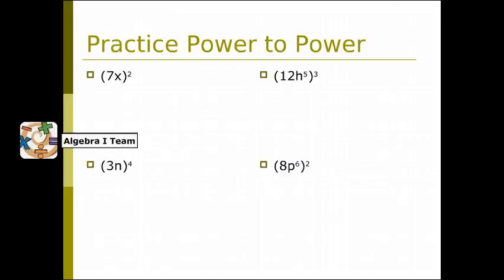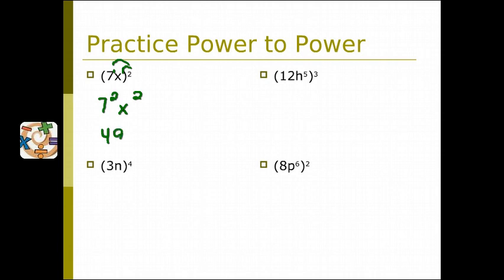Let's go ahead and do a few more examples on practicing the power to power rule. Again, it's a good habit anytime you do not see an exponent listed just to draw an exponent of 1 so you don't forget to distribute the power on the outside to the power on the inside. So 2 times 1 gives us 7 squared, and then 2 times 1 gives us x squared. Well, 7 squared is 49, and then x squared doesn't simplify any farther, so that's what we're left with.